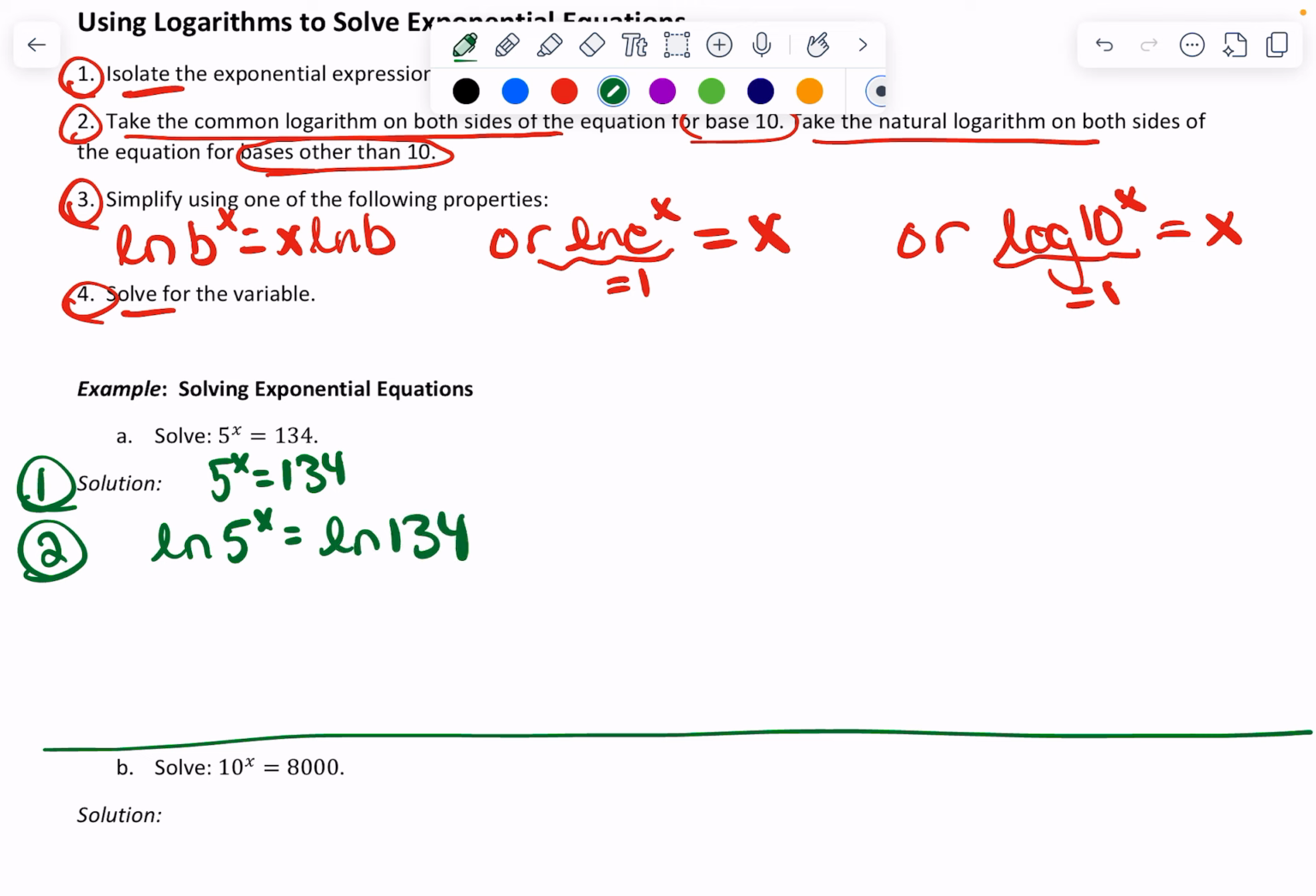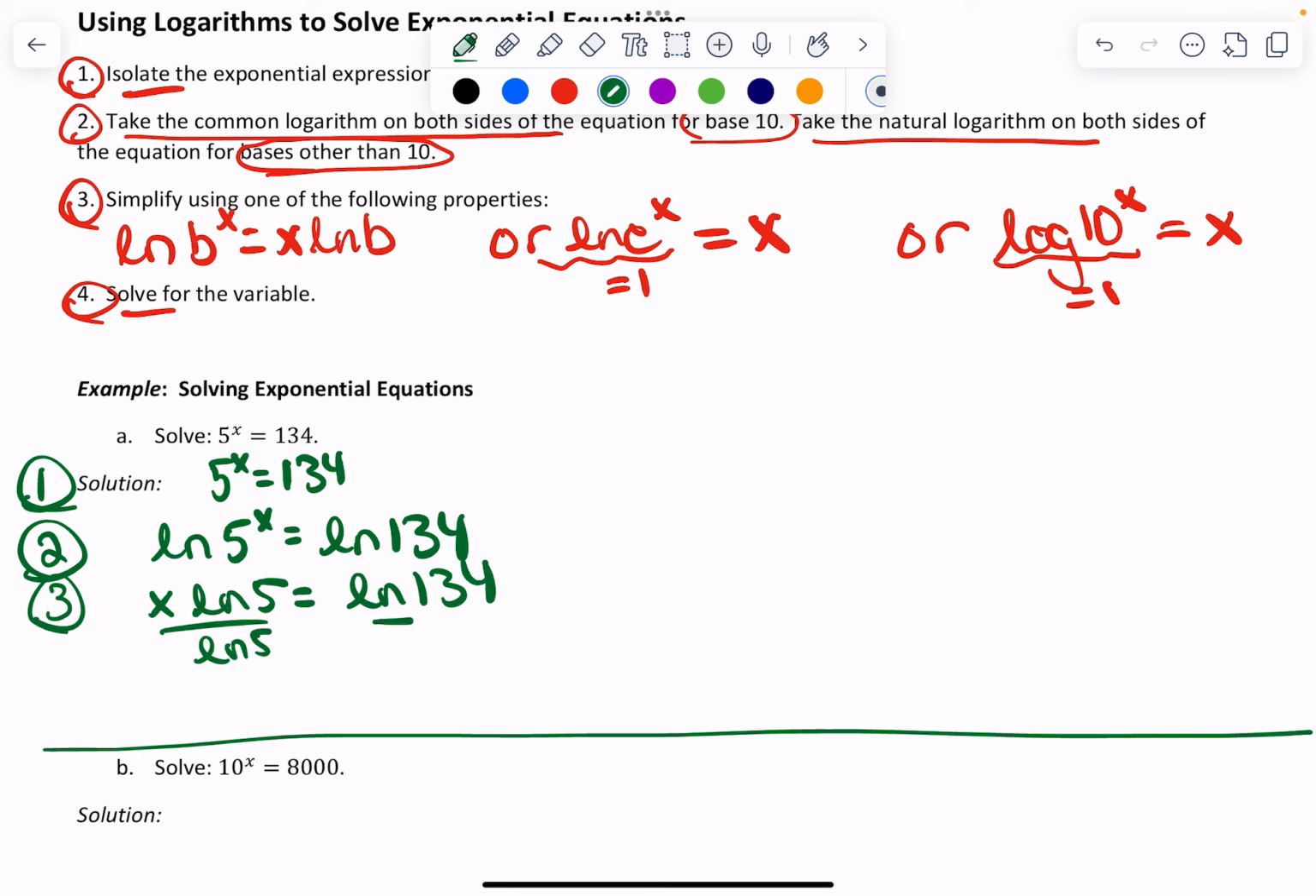Now we're going to bring the x to the front, and then we are solving for x, so we are dividing by natural log of 5, and we get x equals natural log of 134 divided by natural log of 5. When we do this calculation, we get 3.04.